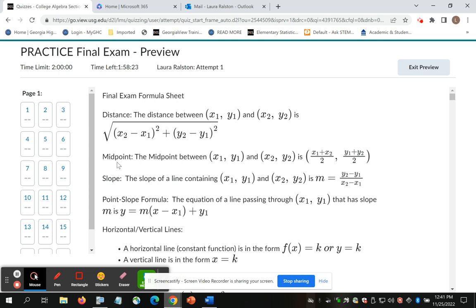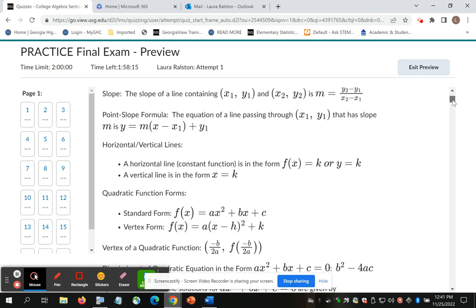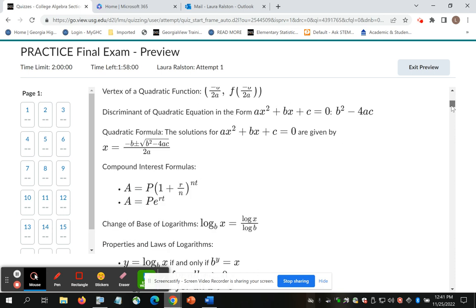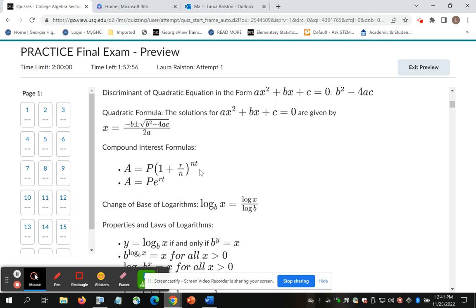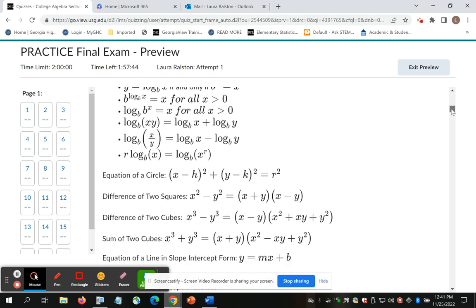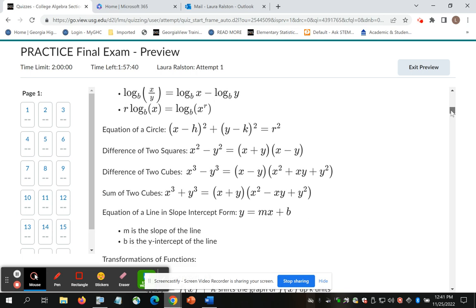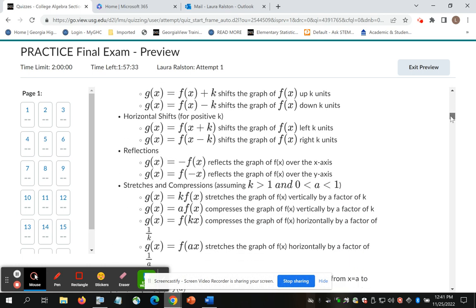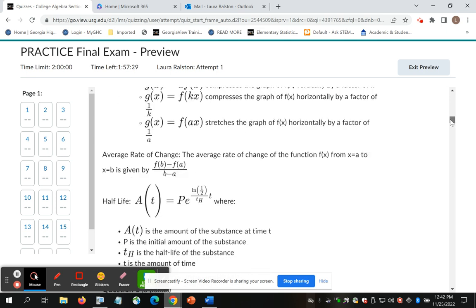You have distance, midpoint, slope, point slope, equations for both vertical and horizontal lines, the various forms of quadratic functions, the formula for the vertex of a quadratic function, the discriminant, the quadratic formula that can be used to solve quadratic equations, the compound interest formula for compounding yearly, monthly, semi-annually, or continuously, the change of base for logarithms, the various properties and laws of logarithms, equation of a circle, difference of two squares, difference of two cubes, sum of two cubes, equation of a line and slope intercept, and the various transformations of functions, average rate of change, the half-life formula.